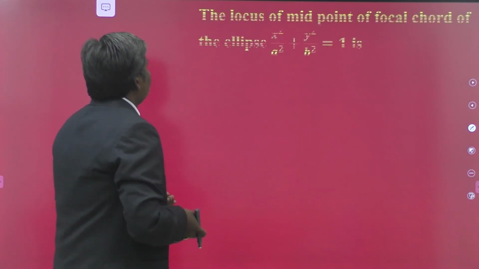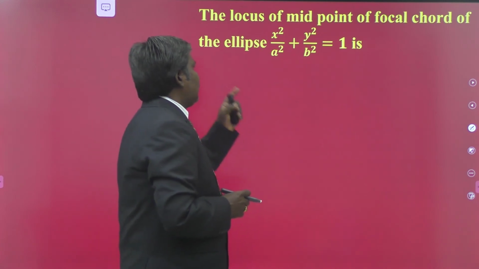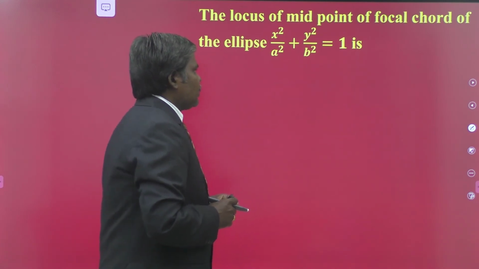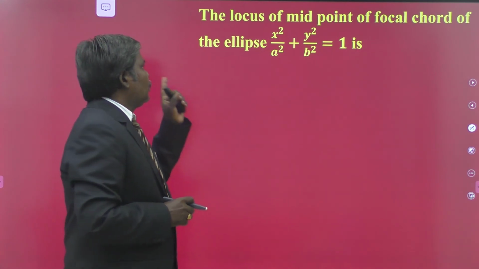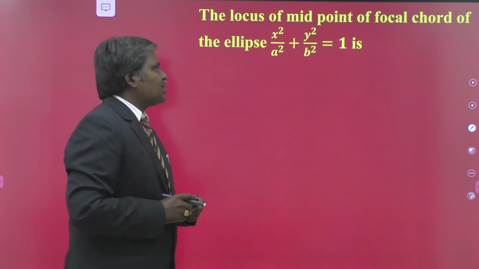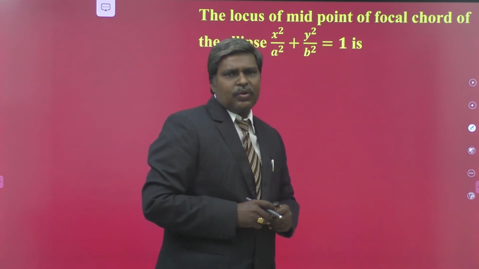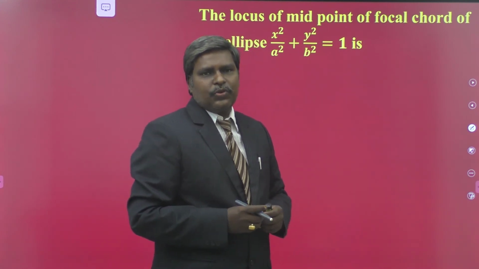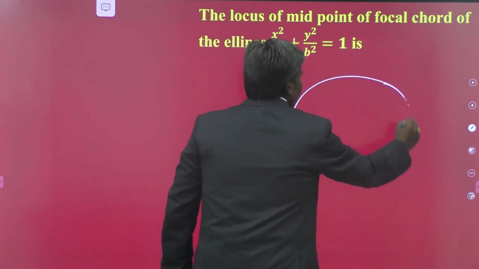So, with the help of this concept, let us do the problem. The locus of the midpoint of a focal chord of the ellipse x square by a square plus y square by b square equal to 1 is what? That is the question. You have to find the locus of the midpoint of the focal chord of the ellipse. Focal chord means a chord which is passing through the focus is called a focal chord. So it is a very simple question to you.